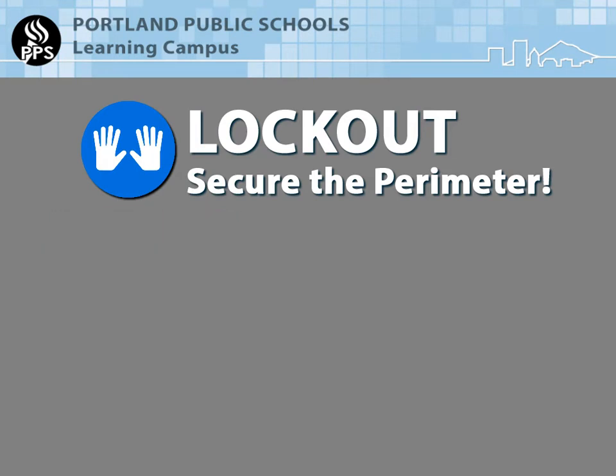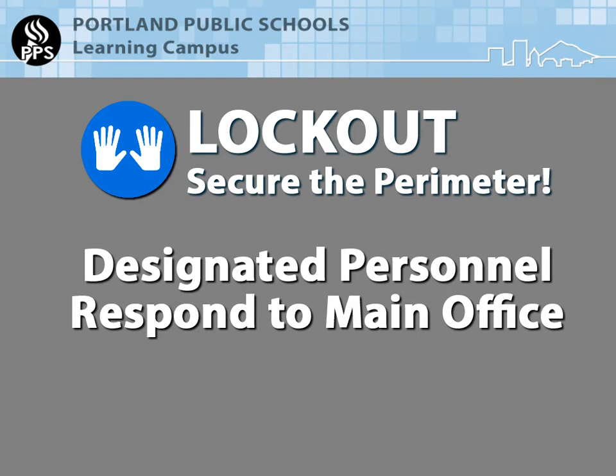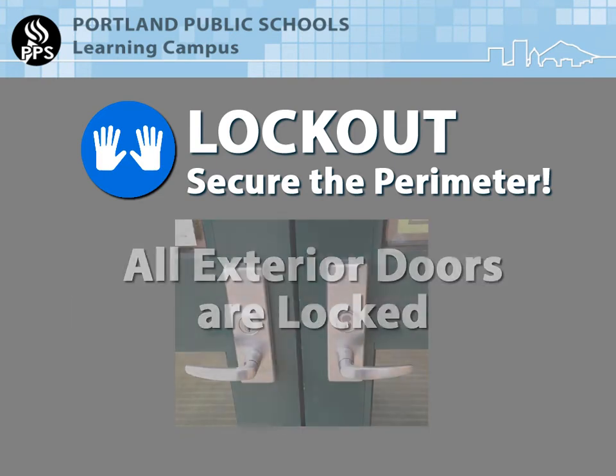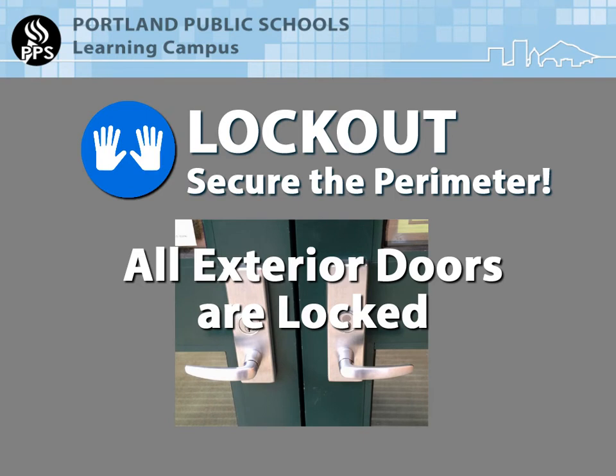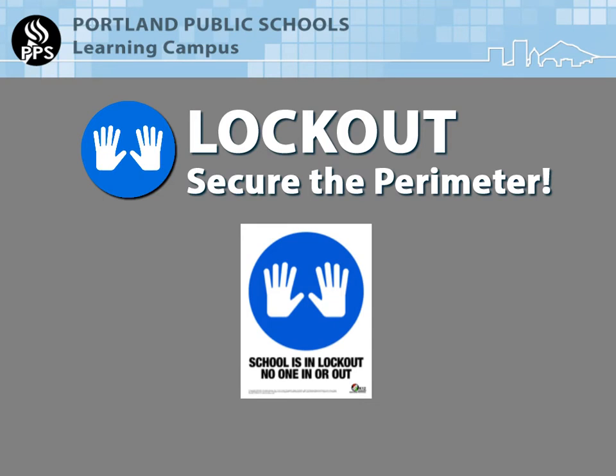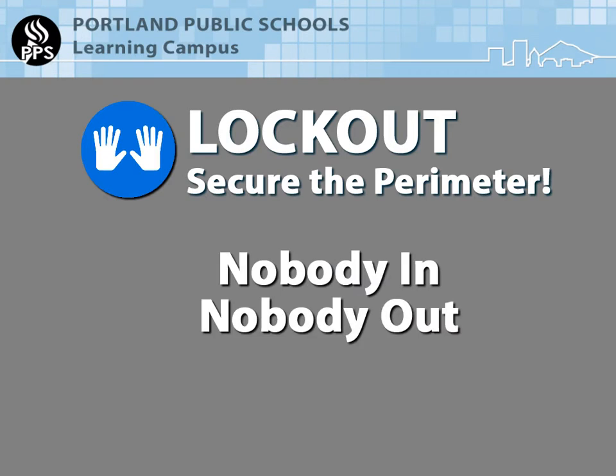When a lockout is activated, designated personnel will respond to the main office. All exterior doors are locked. Students and staff outside the building will be immediately brought inside. Lockout signs will be posted on entrance doors notifying anyone coming to the building of the lockout. During the lockout, nobody will be allowed in the building and nobody is allowed out unless the principal, building leader, or law enforcement determines it is safe to do so.